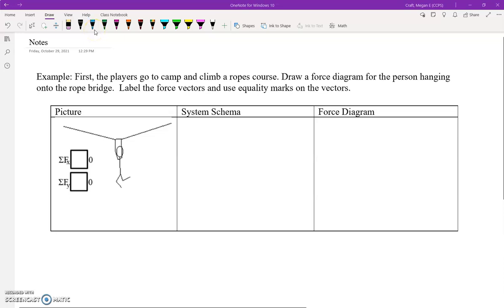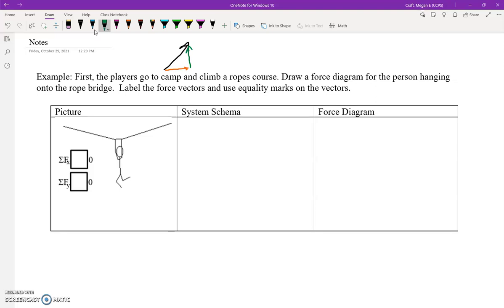All right, so now that we know all about vectors and forces, we are going to start drawing force diagrams that need component forces. So remember, component forces are when we have a diagonal force and we want to see how much the force pulls in the x direction and how much it pulls in the y direction, and those are the two components of that force.